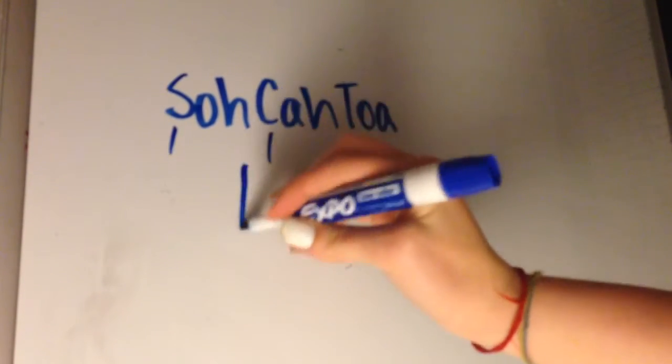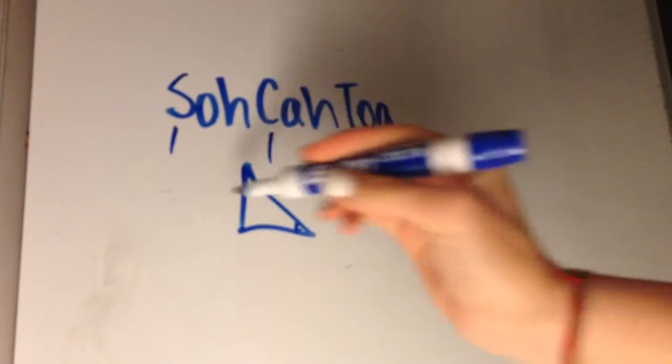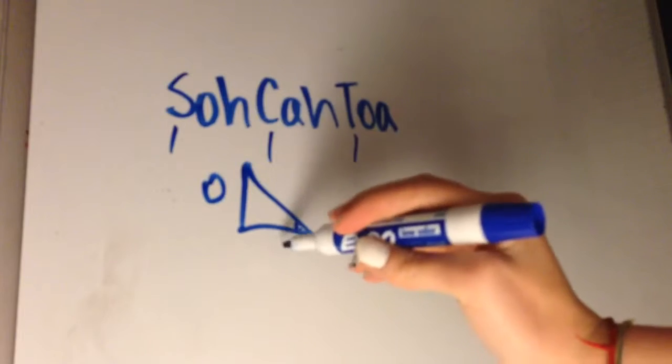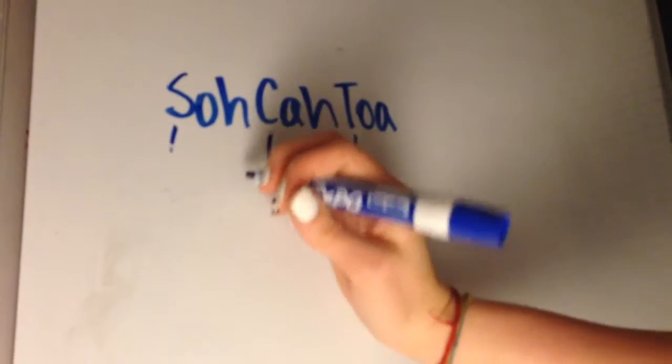What that looks like on a right triangle is, if this is your angle theta, this is your opposite side, this is your adjacent, and this is your hypotenuse. It's all relative to the angle that you're using.